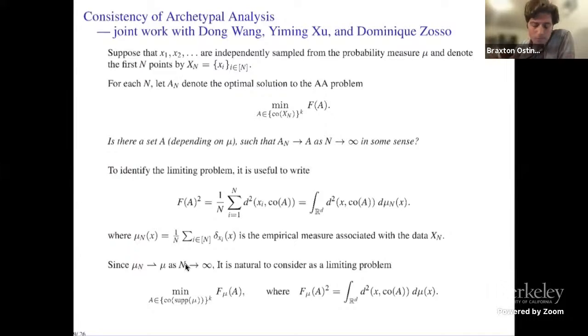And so, to identify the limiting problem, it's useful just to write the objective in terms of the empirical measure. So I can rewrite the objective like this. And since mu_n weakly converges to mu as n goes to infinity, it's natural to consider as the limiting problem this one here. So I minimize this objective where I've replaced the empirical measure with mu, and now I've constrained the archetype points to be in the convex hull of the support of mu.